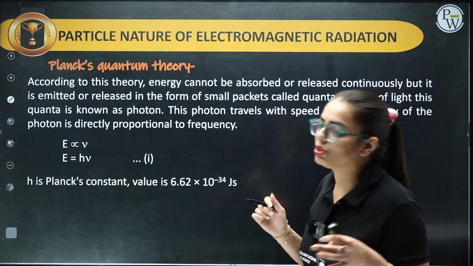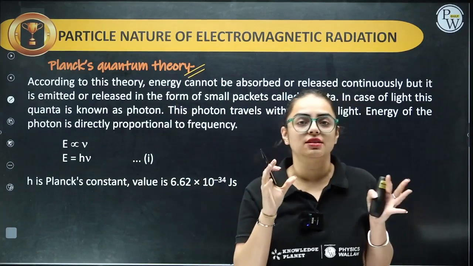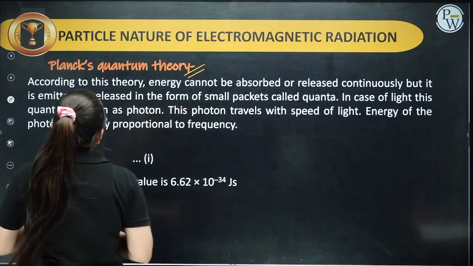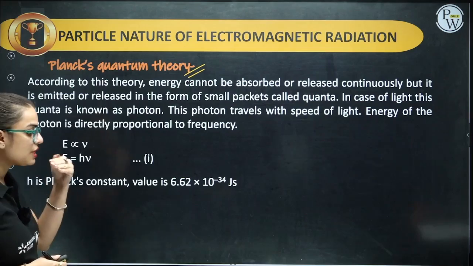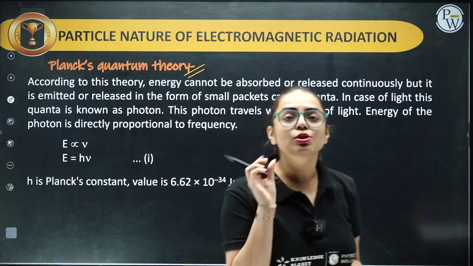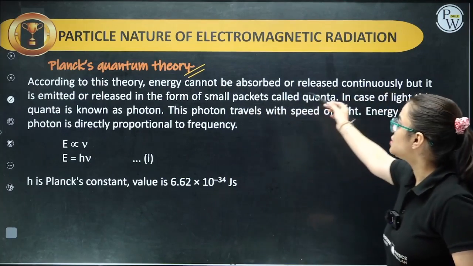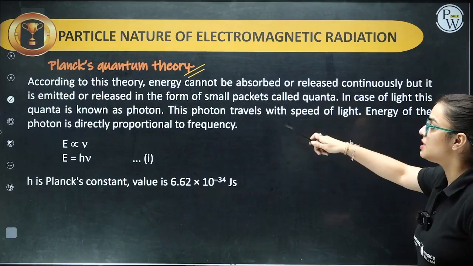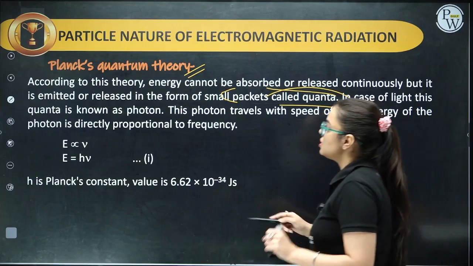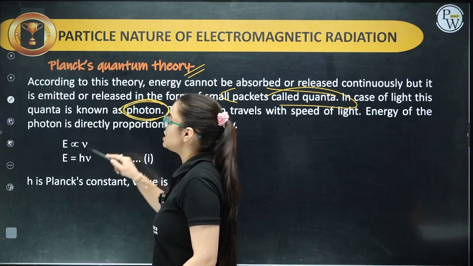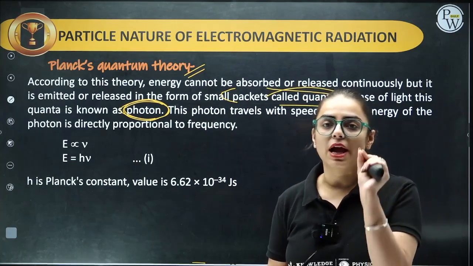One more theory came into account, that is Planck's quantum theory. According to Planck's quantum theory, what do we understand? Energy cannot be absorbed or released continuously. So if it cannot be released or absorbed continuously, it will be in the form of small packets, which are referred to as quanta. In the case of light, the quanta is referred to as a photon. Photon is basically the quanta. So energy will be transferred in the form of small packets referred to as quanta.